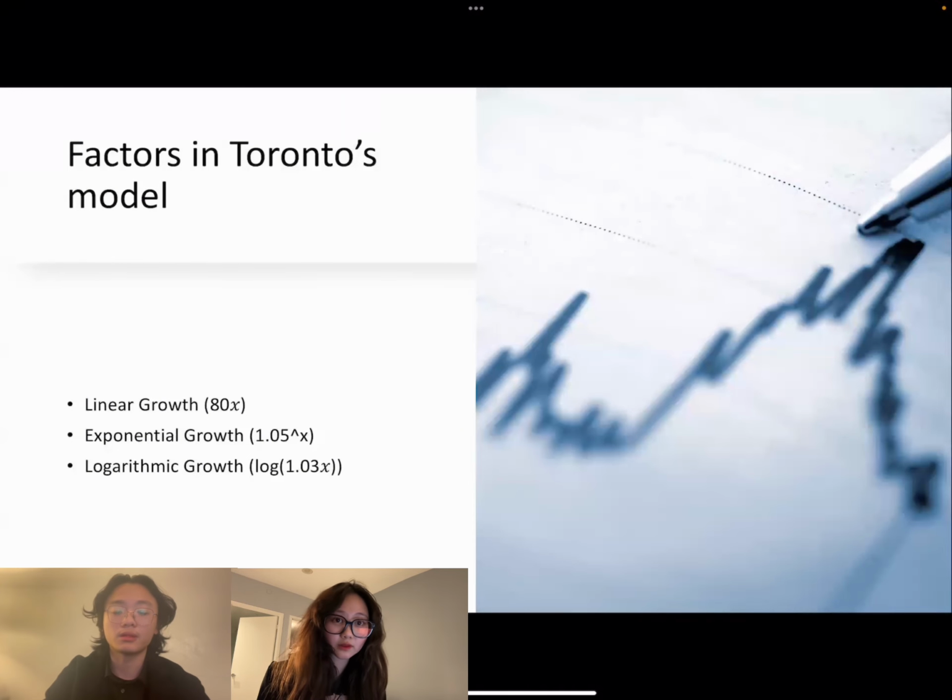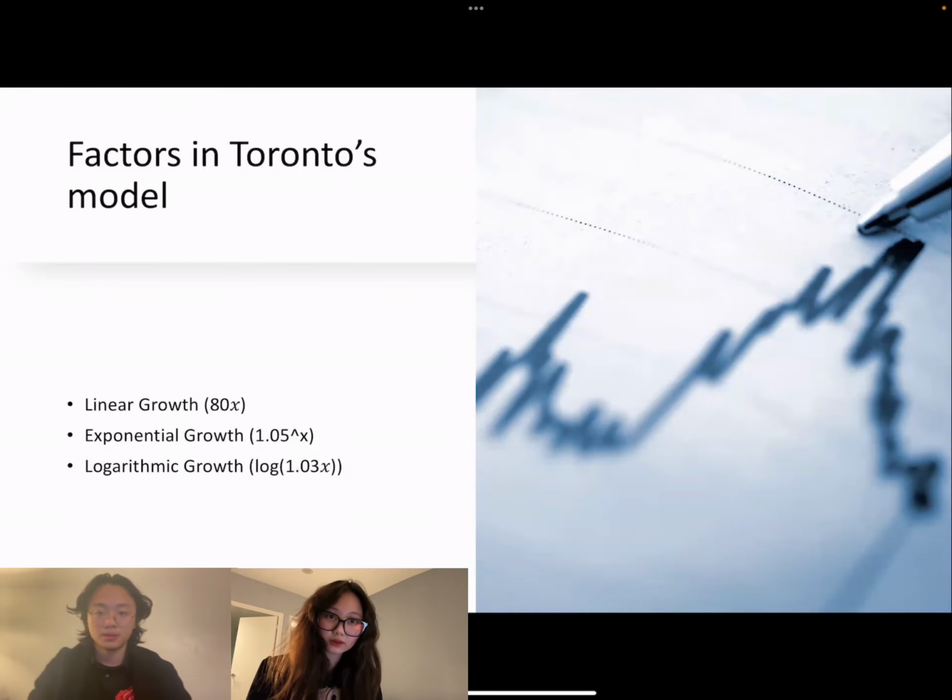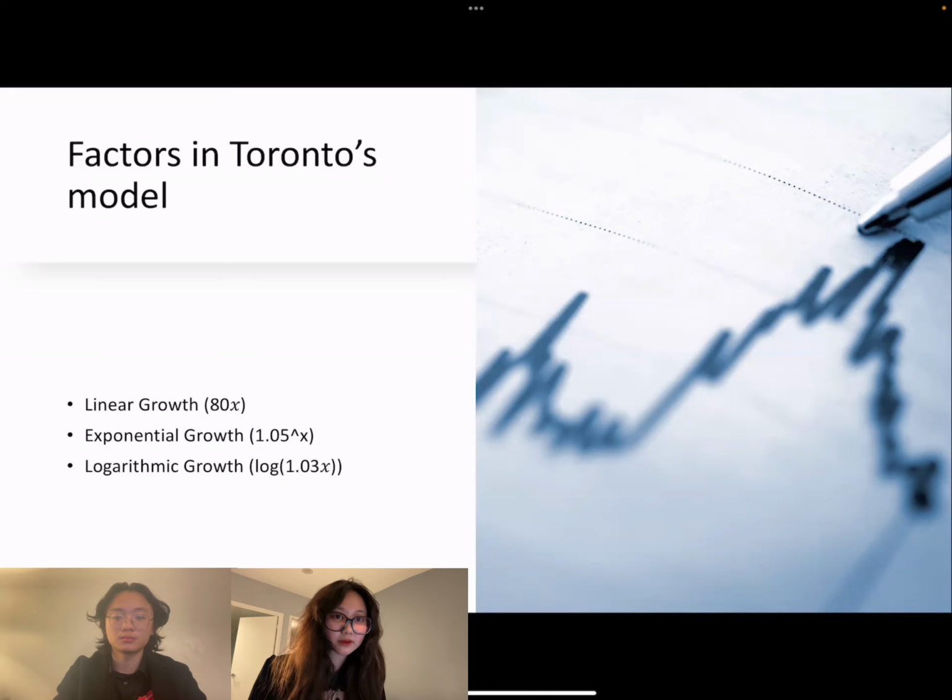So let us start from the three factors in Toronto's model. Firstly, linear growth represents a consistent, steadily increasing population over time from 2000 years. Secondly, exponential growth reflects the impact of increased financial support of families, leading to exponential growth in the number of families receiving benefits and population growth. The last one, logarithmic growth, represents the influence of economic factors on population growth, wherein a gradual declining positive effect is observed as economic growth increases by 3% annually.